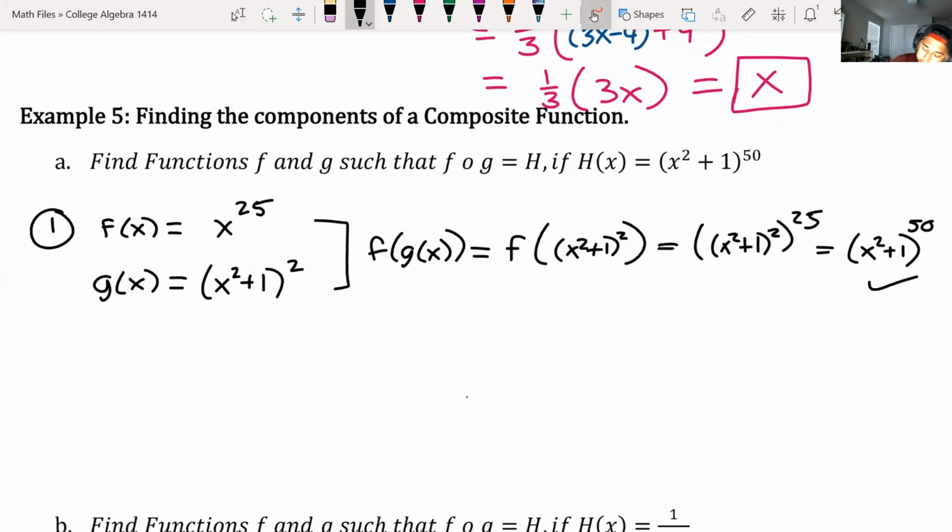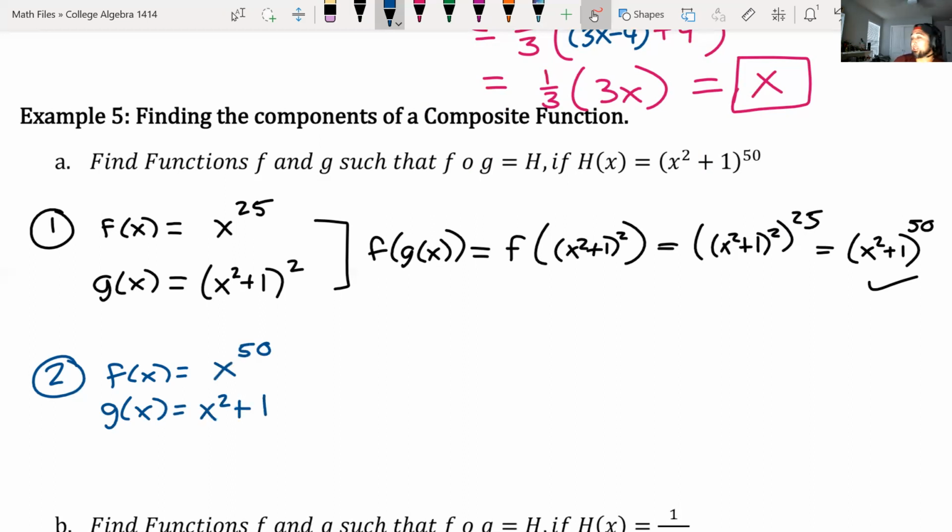Let's try a second one. How about f of x is x to the 50th and g of x is x squared plus 1? Is that going to work out?